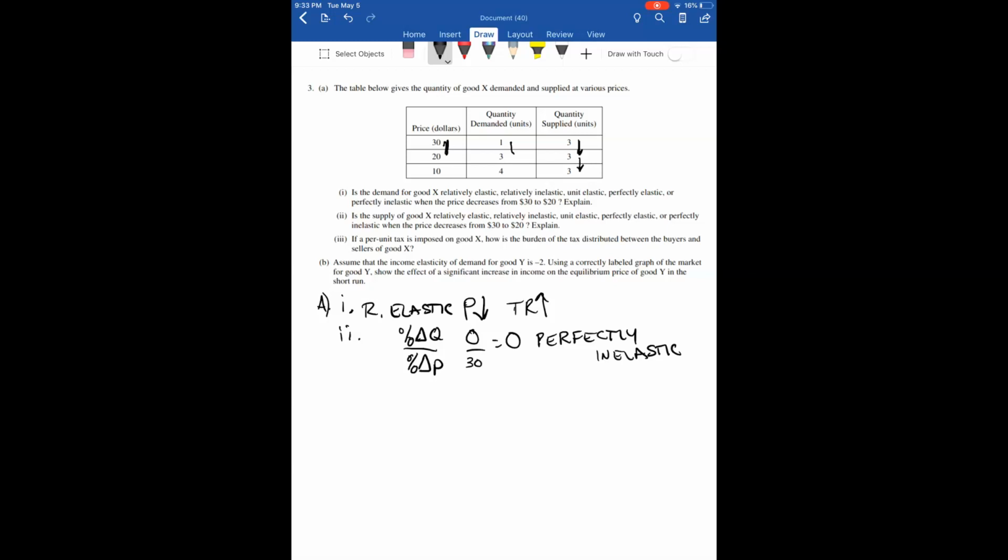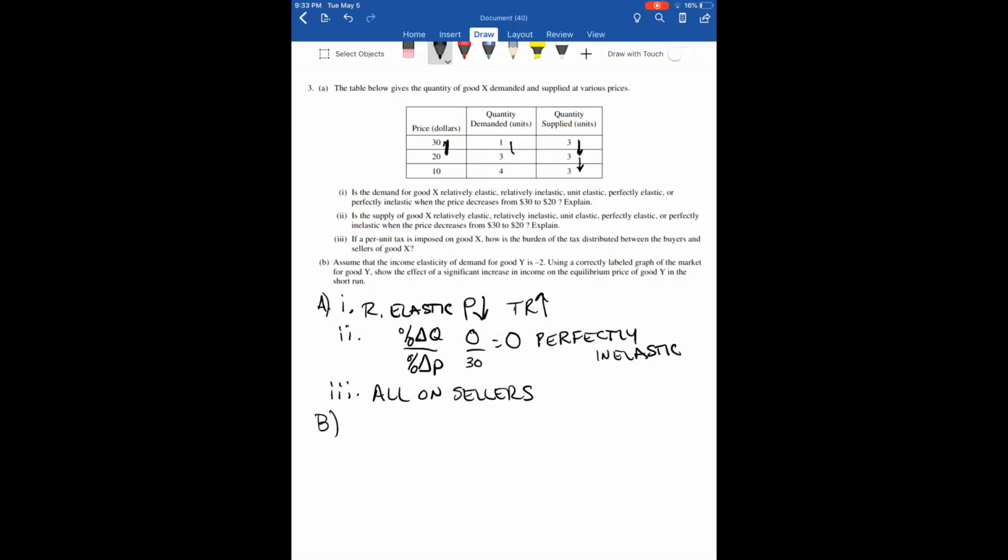Then part 3 of letter A: if a per unit tax is imposed on good X, how is the burden of the tax distributed between the buyers and sellers of good X? Well, it's all on the sellers, because the sellers aren't going to be able to change their supply no matter what, so they're going to bear the burden, especially since the elasticity of demand is elastic. The sellers will bear the burden of the tax.